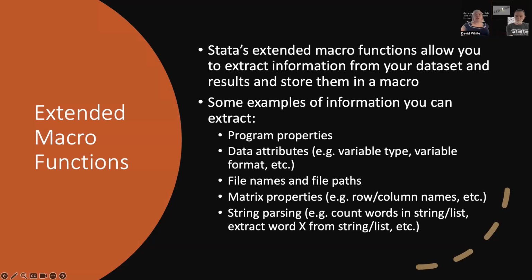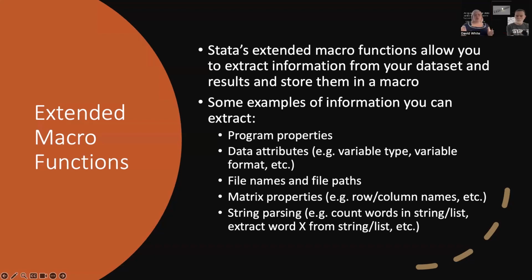So you can extract program properties and data attributes, so you can get the storage type of a variable, or what format it's currently in, so its display format, different things like that. You can pull out file names or file paths. So if you have a data set loaded and you want to use the file for something down the line, like you might want to pull out whatever that directory is, so you can put something else in there, for example. You can extract matrix properties. So this is like row or column names, for example, which can be useful if you're trying to put a matrix into a report.